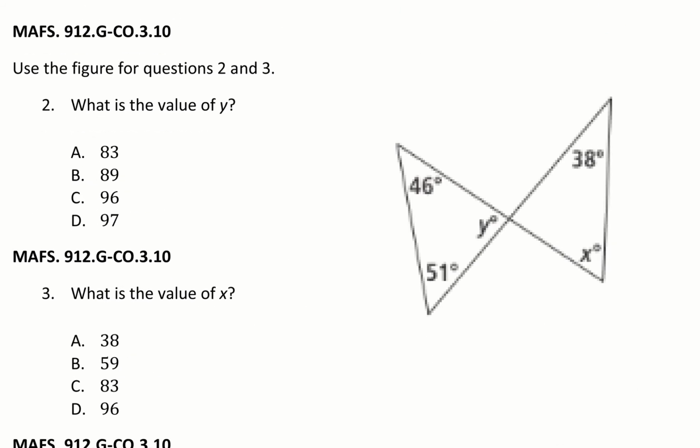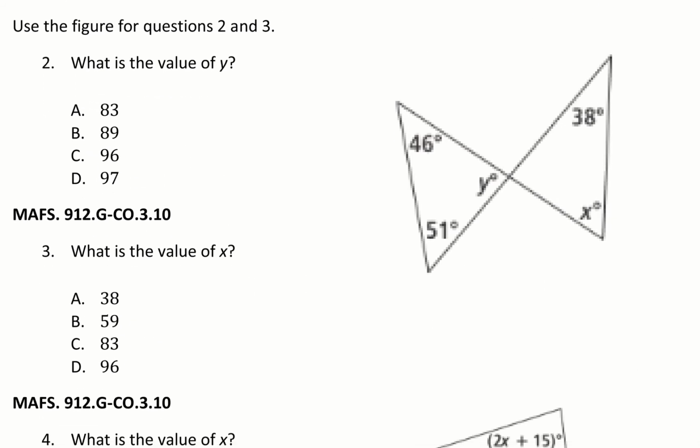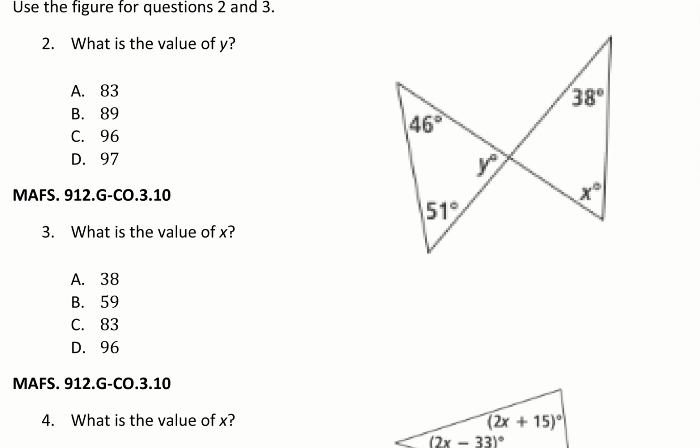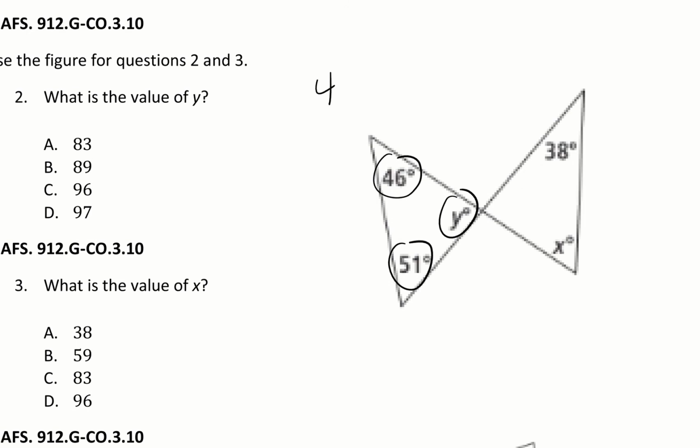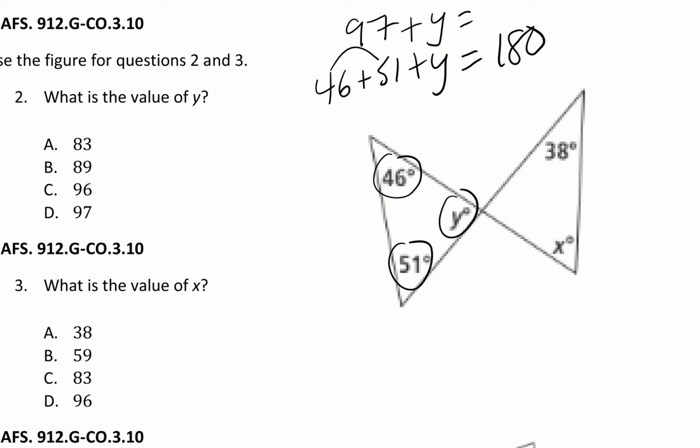Use the figure for questions 2 and 3. What is the value of y, and then what is the value of x? So we know that these angles have to add up to 180. So let's go ahead and do that to find y. So 46 plus 51 plus y equals 180. This here is 97. So 97 plus y equals 180. So that means that y has to be 83. Okay, so y is 83. 83 plus 97 is 180.